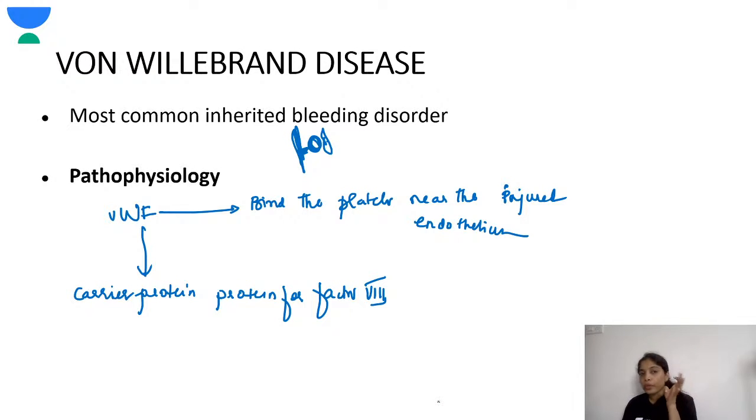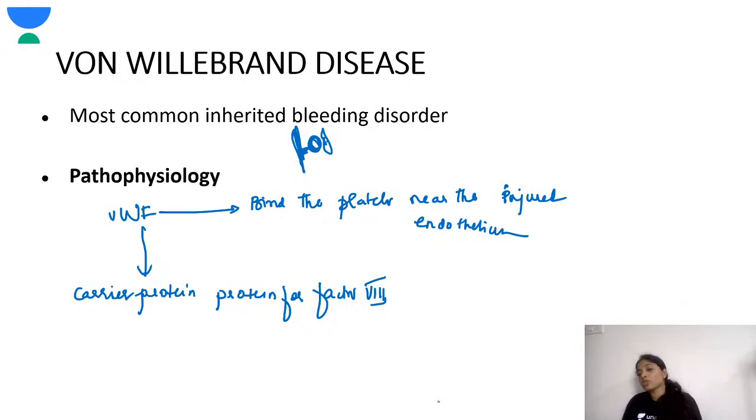This is the most common inherited bleeding disease. For the pathophysiology, what should you know? First, you should know what von Willebrand factor is and what its function is. Von Willebrand factor binds to the platelets near the injured endothelium, so it forms a bridge, and it maintains hemostasis.